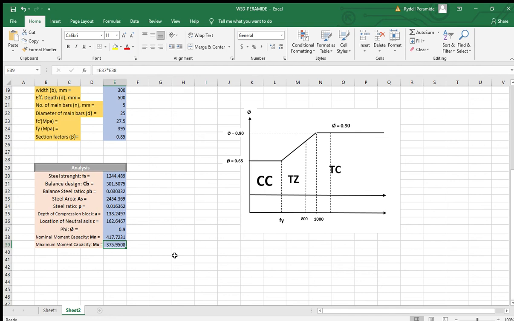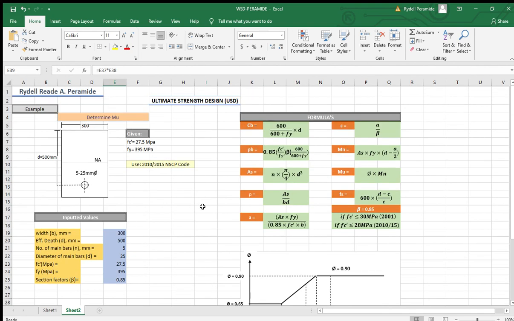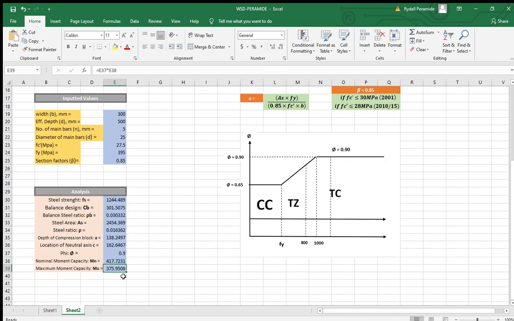is 375.9508. So our maximum moment capacity, or the Mu, of this problem is 375.9508, and that is our answer.